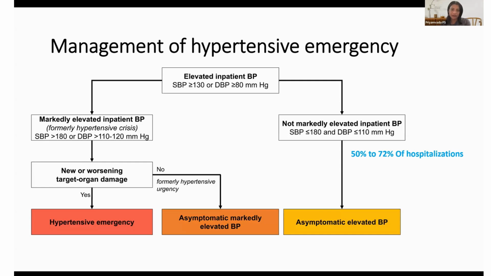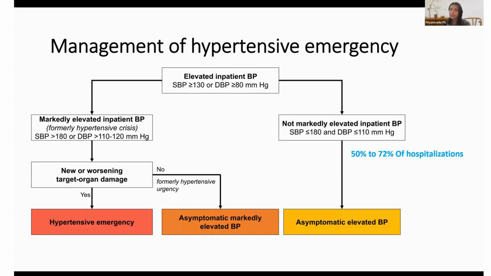So there's a hypertensive emergency, which is associated with a very high blood pressure, defined as a systolic blood pressure of more than 180 and a diastolic blood pressure of more than 110 to 120 with new or worsening target organ damage. That's hypertensive emergency. Somebody has a blood pressure of more than 180 over 110 or 120 without any organ damage. This was previously called hypertensive urgency. This is now called asymptomatic markedly elevated blood pressure.